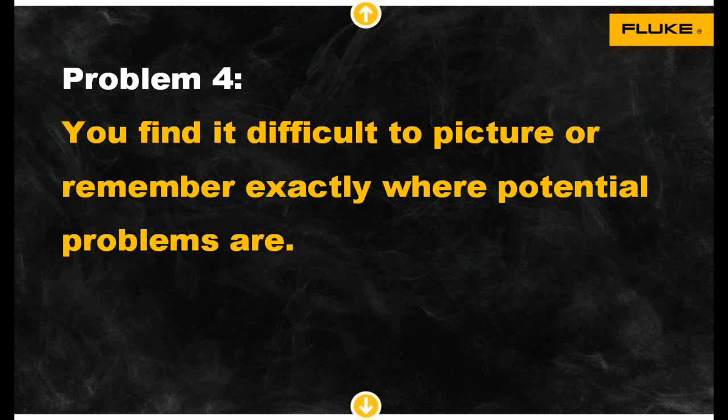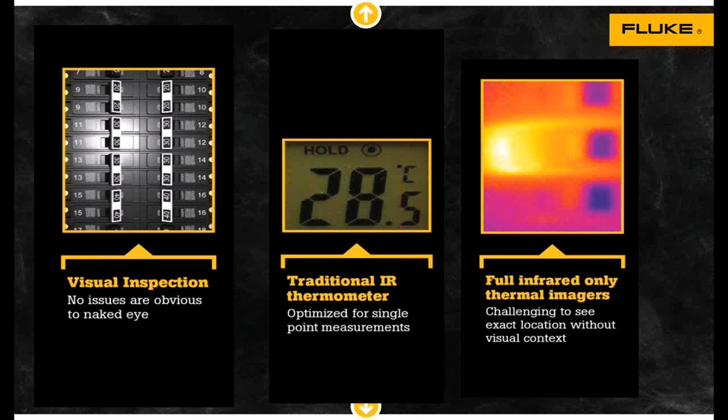Problem 4. You find it difficult to picture or remember exactly where the potential problems are. Let's see. Visual inspections. No issues are obvious to the naked eye. As we know from the earlier slide on the electromagnetic spectrum, you can't see temperature with our eyes. We need another method to measure this.